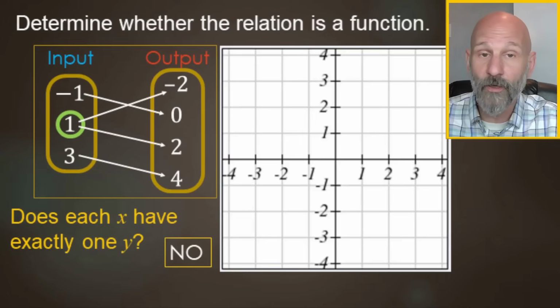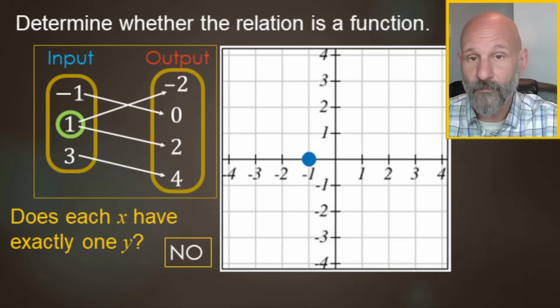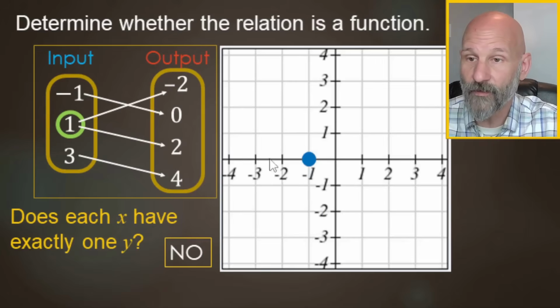Now if we look at it on a graph, there's the first one, -1 goes to 0. There's that coordinate point there. +1 goes to -2, so +1 on the x, -2 on the y. And then +1 to +2, so +1 on the x, +2 on the y. And then the last one, 3 goes to 4, so 3 on the x, 4 on the y, right up there.